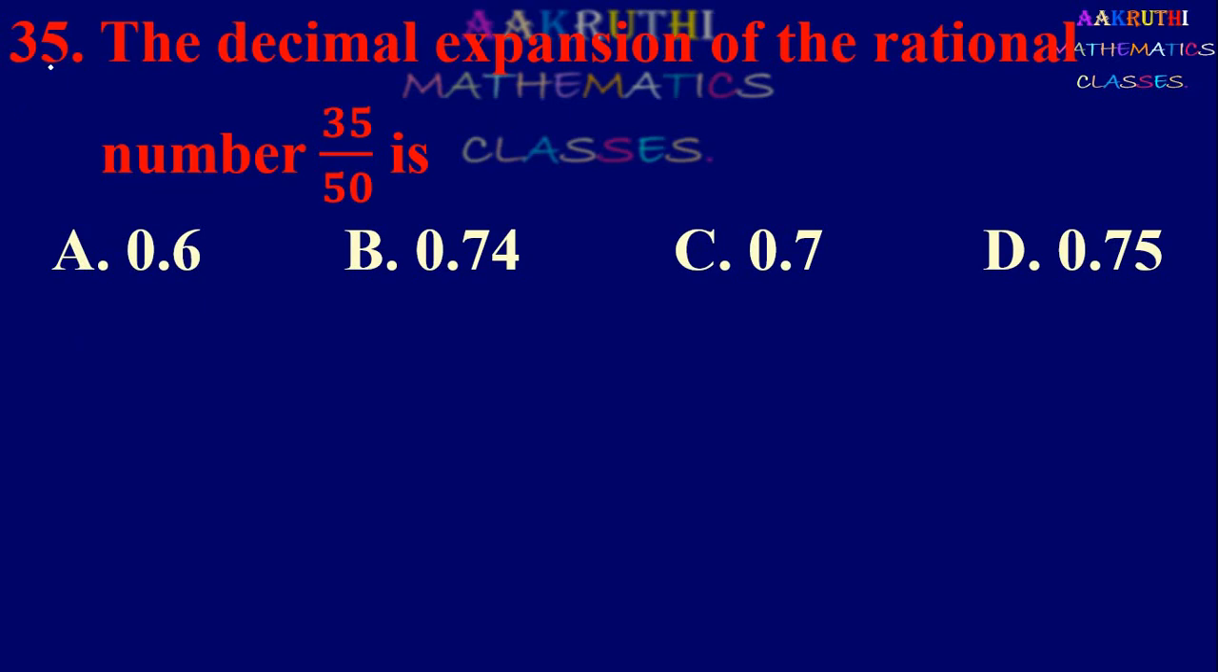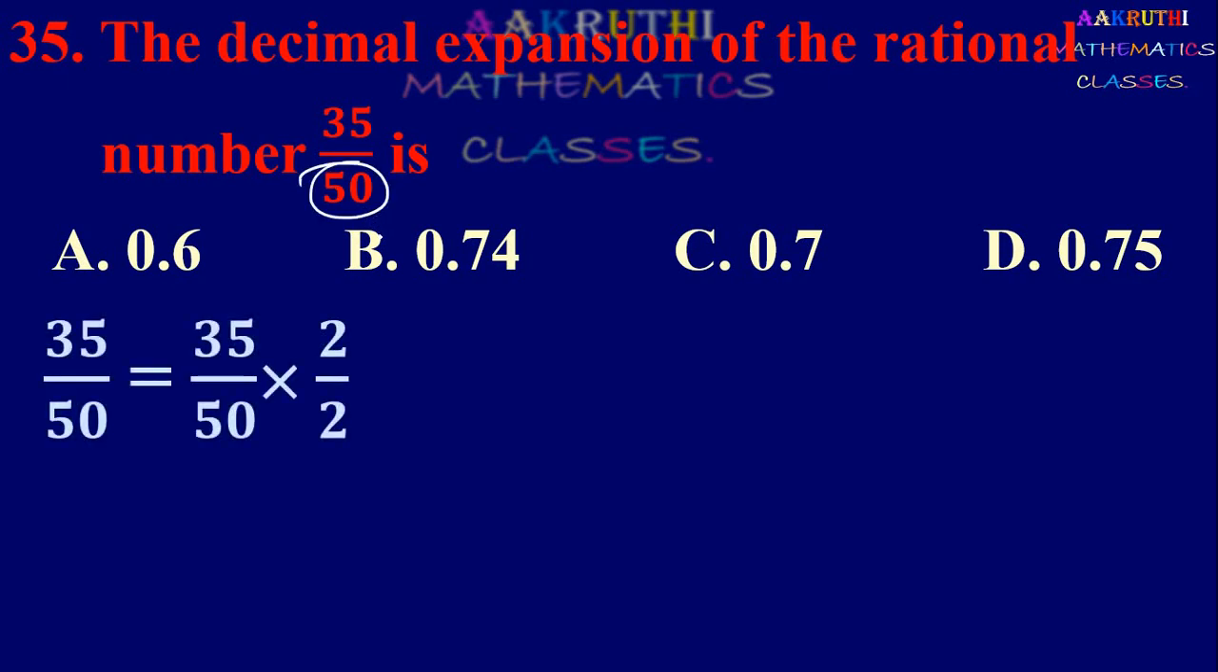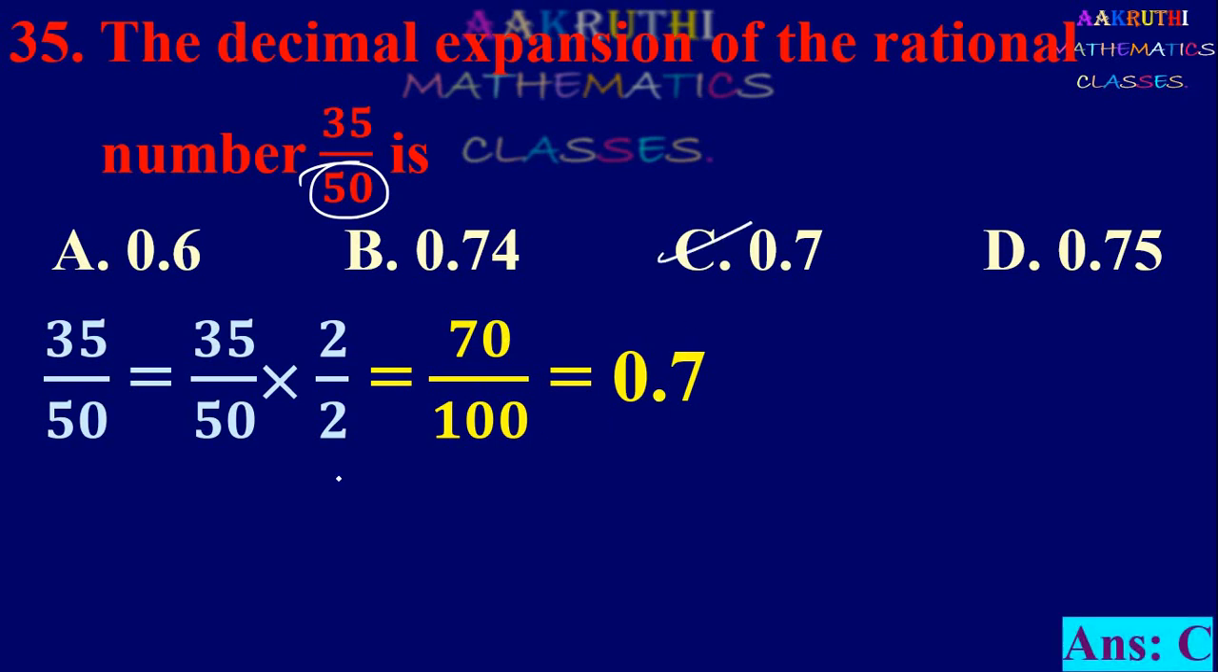So next question, question number 35. The decimal expansion of the rational number 35 by 50 is. So we have to find the decimal expansion of the rational number 35 by 50. To find the decimal expansion, we can convert the denominator into 10 or into powers of 10. That is, in the denominator we have to write 10, 100, 1000, etc. So here in the denominator we have 50. When we multiply 50 by 2, we get 100. So therefore we multiply both numerator and denominator by 2. That is, 35 into 2 is 70 and 50 into 2 is 100. So we get 70 by 100, which is 0.7. So which is option C. So here in the denominator we have to get 10, 100, 1000 like that. So here directly we multiply by 2. So we get 70 by 100, which is 0.7. So which is option C.